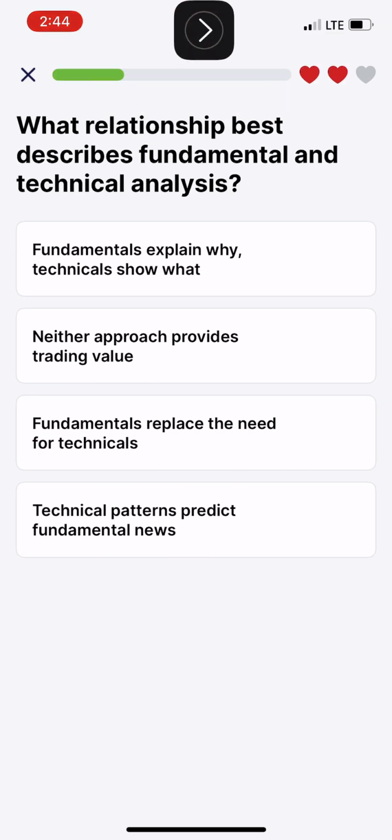What relationship best describes fundamental and technical analysis? Fundamentals explain why. Technicals show what. Neither approach provides trading value. Fundamentals replace the need for technicals. Technical patterns predict fundamental news.